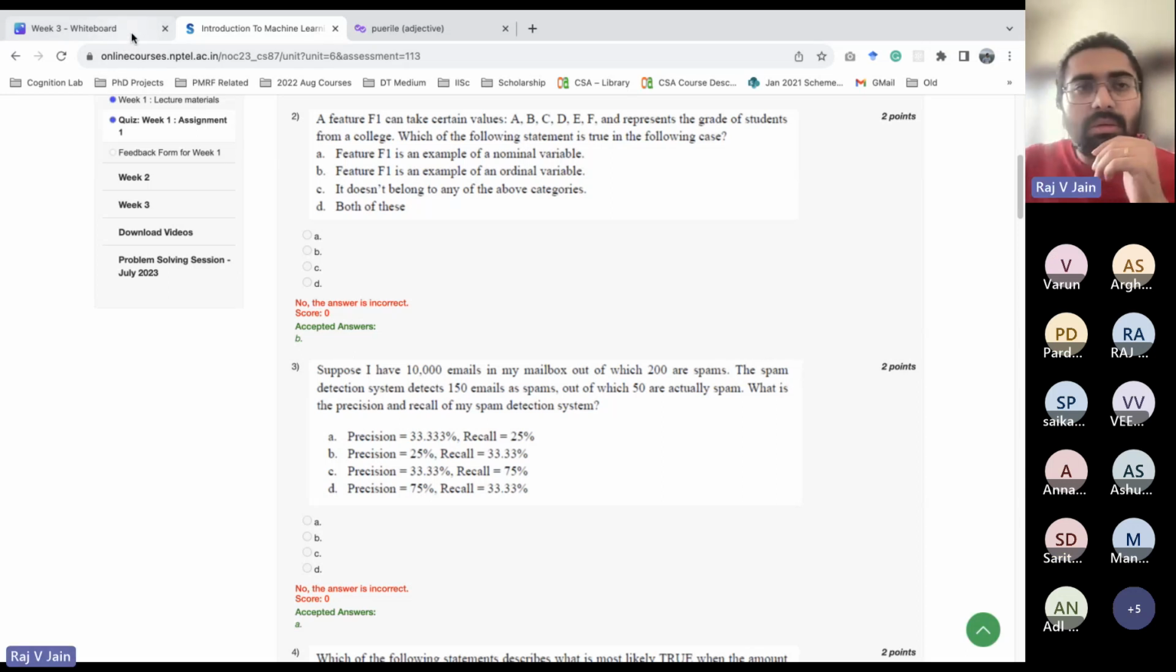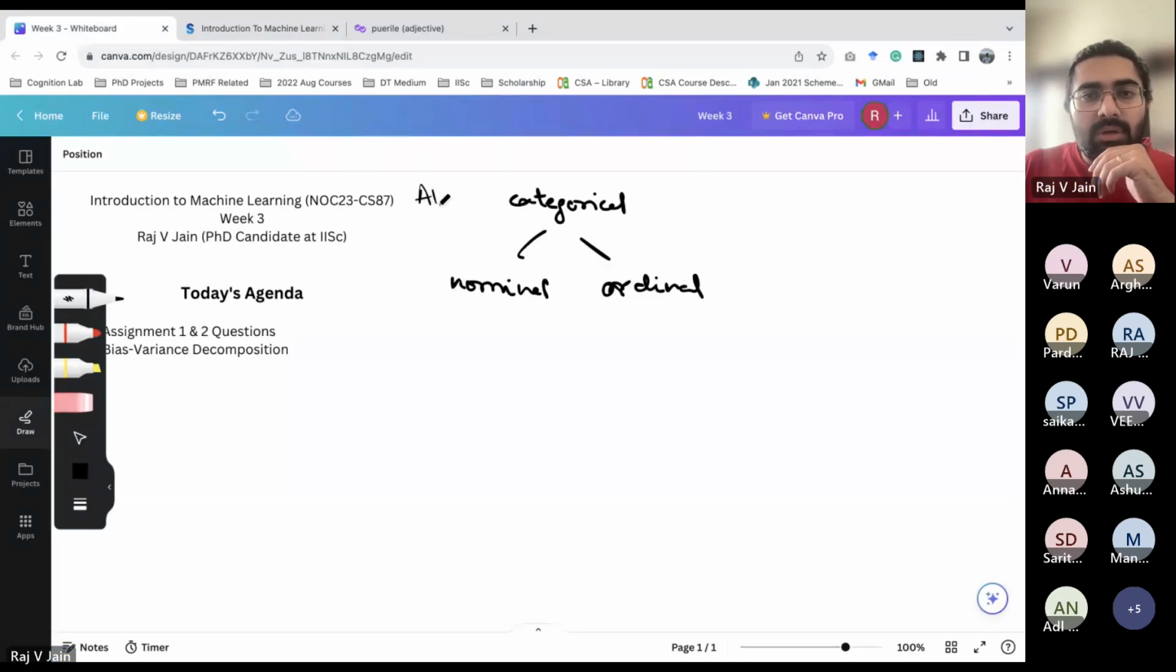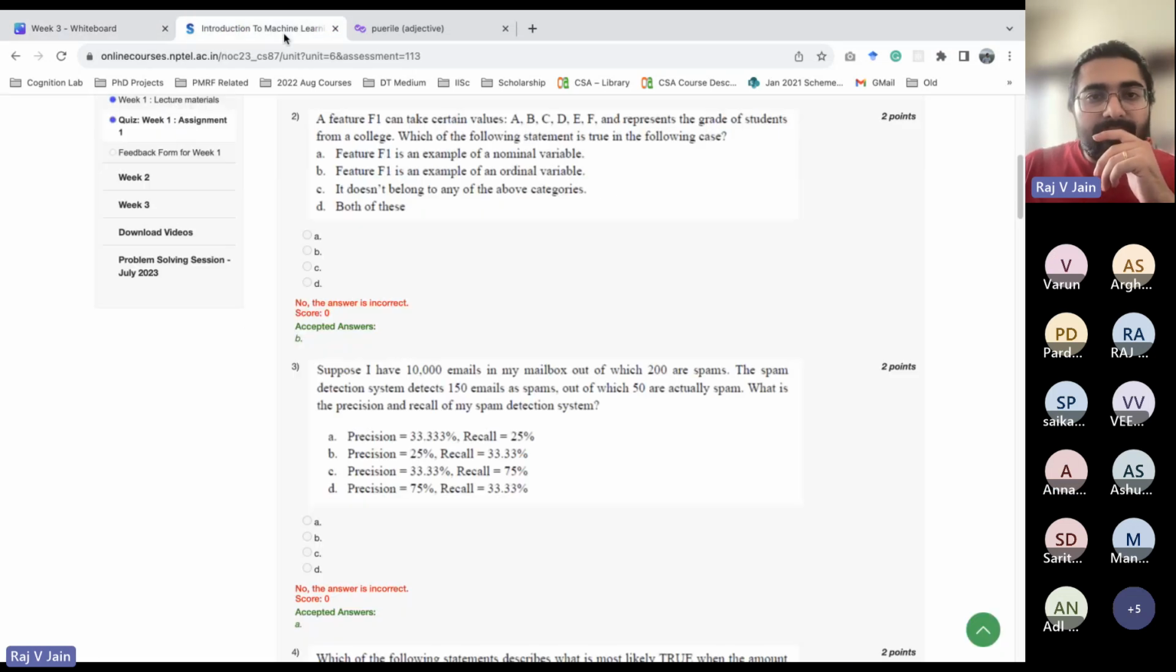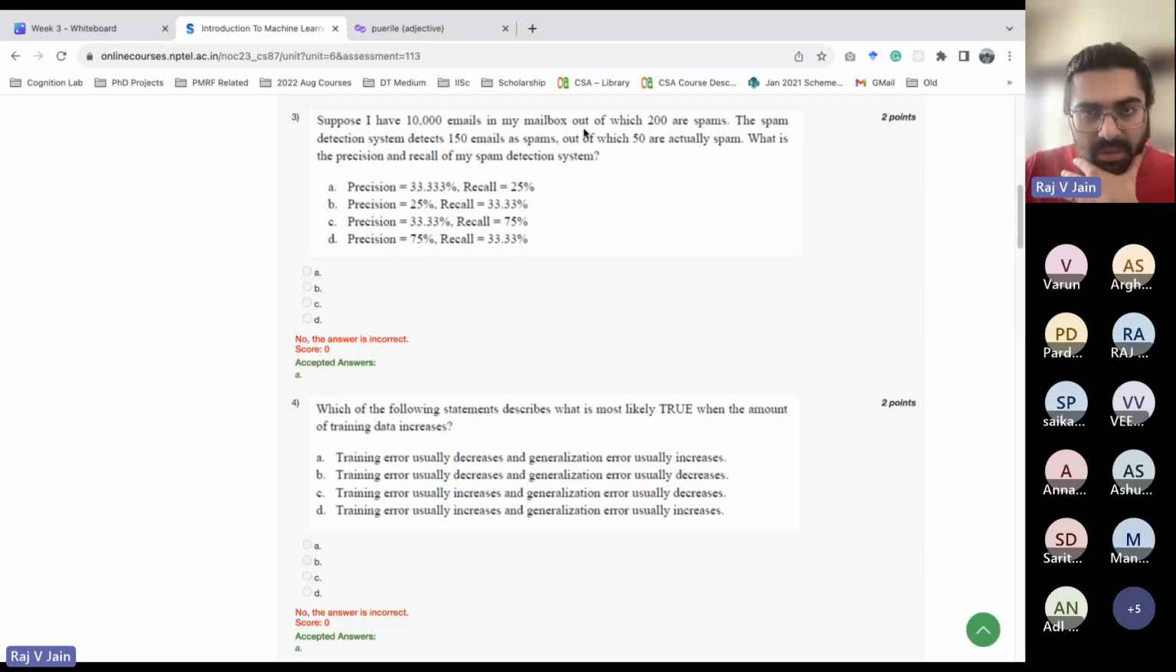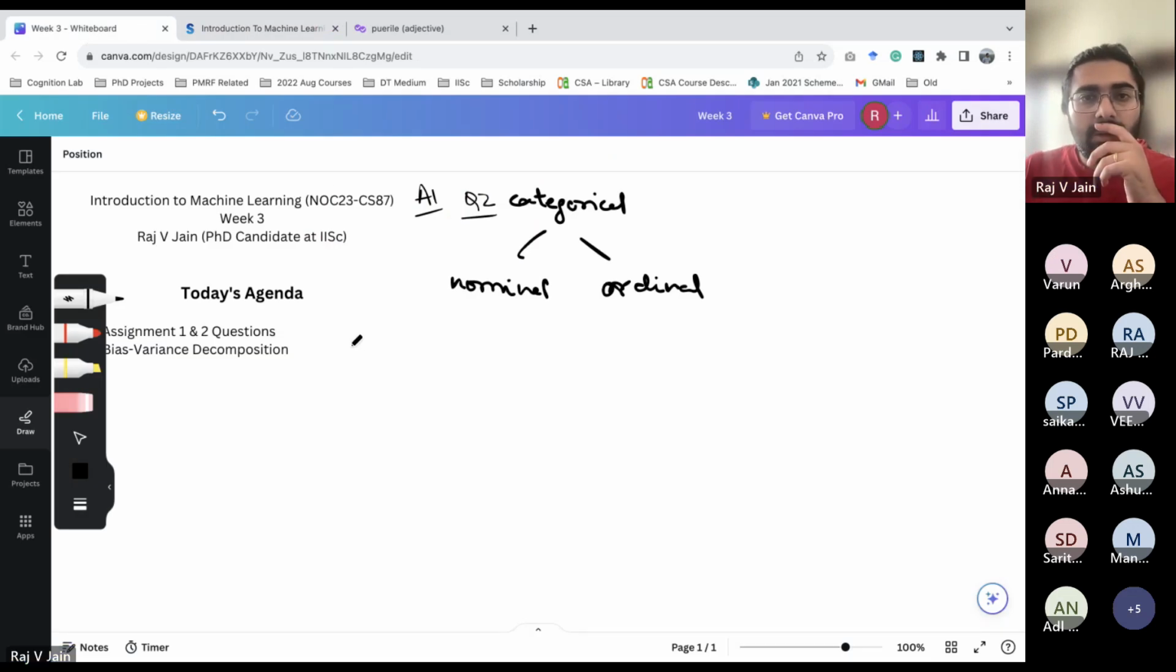Anyone else has a question? Okay. Let me just open assignment one. Okay. Then yeah, the third question. Suppose I have 10,000 emails in my mailbox, of which 200 are spams. So how many of you got the answer A? Anyone who has not got the answer A can help me understand what was the issue. Sir, can you please solve this problem, sir? Sure, no worries. Yeah, let's go ahead and do that.